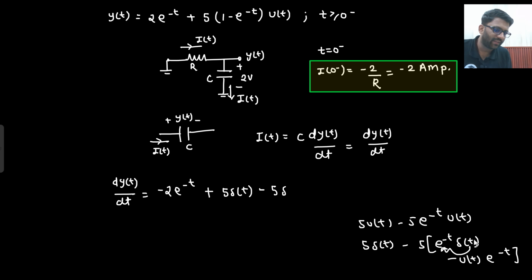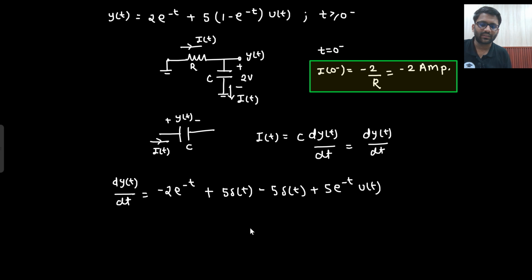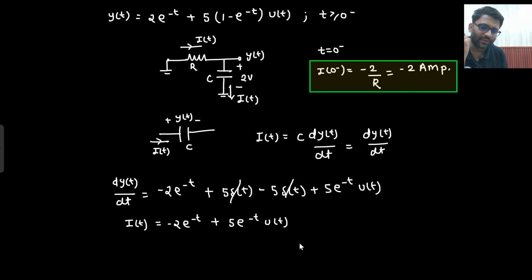Right? With t equals 0, e to the power 0 will be 1, so minus 5 delta(t). These things we have already seen. So plus 5e^(-t)u(t). Minus minus would become plus. Now this and this get cancelled out. So what you are getting? Minus 2e^(-t) plus 5e^(-t)u(t). This is your i(t), for t greater than or equal to 0 minus. So this is the expression of your i(t).